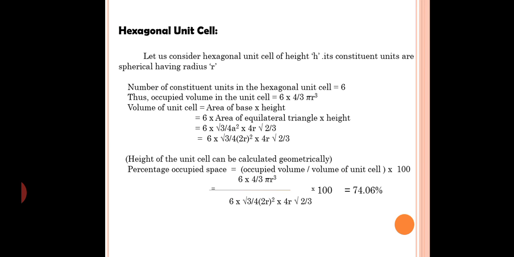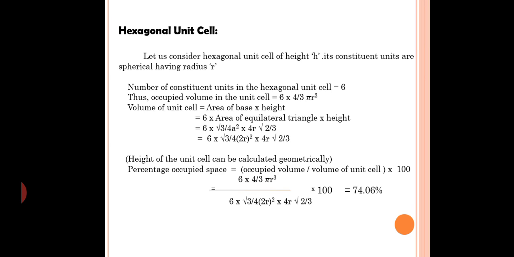Now the volume of the unit cell will be area of base into height. The base is an equilateral triangle, so the area is root 3 by 4 a square, into height, which is 4r into root of 2 by 3. That is the height of the equilateral triangle, isn't it? Now if you multiply, you will get 6 into root 3 by 4 (2r) square into 4r into root of 2 by 3. The height of the unit cell may be calculated geometrically, as is written.